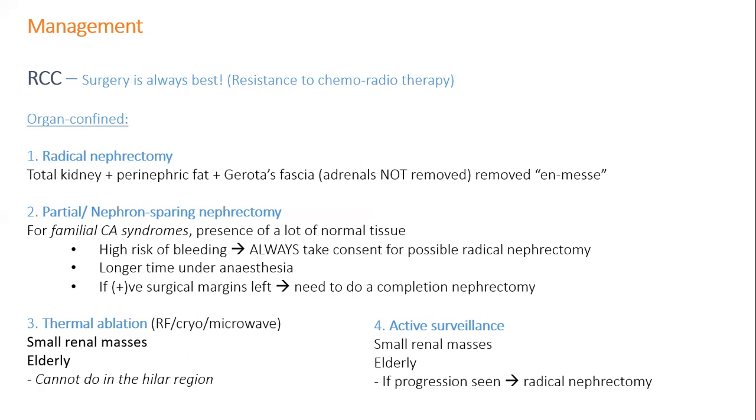For organ confined disease, you do a radical nephrectomy. Anywhere the word radical appears, you need to remember you take the whole thing out. So similarly here, you take the whole kidney which is affected, the perinephric fat, the Gerota's fascia, but you don't remove the adrenals. This could be an MCQ sometimes. Adrenals are not removed. And you remove this in a technique called the en-masse technique.